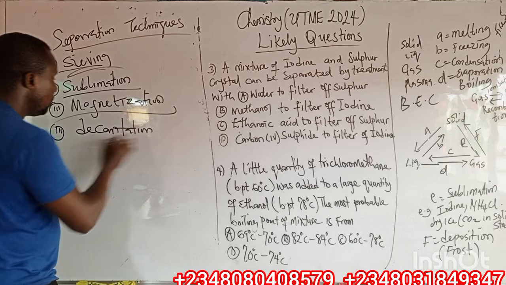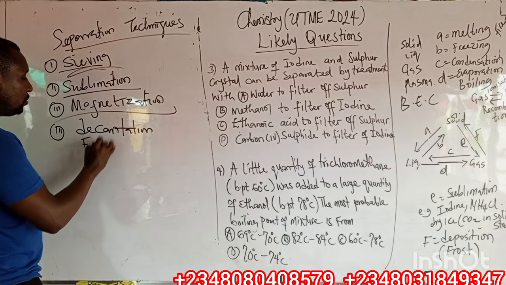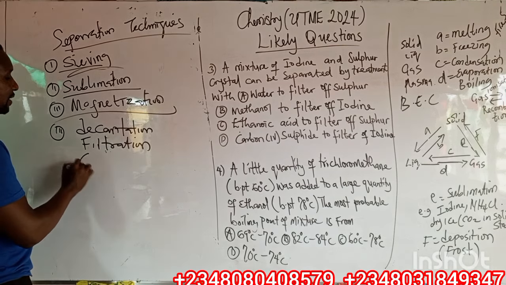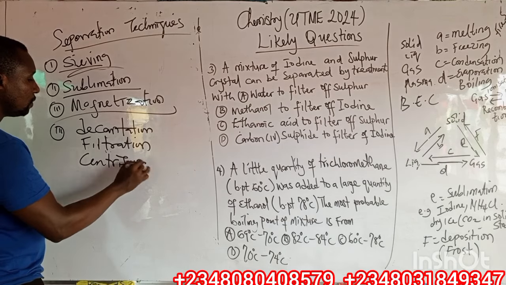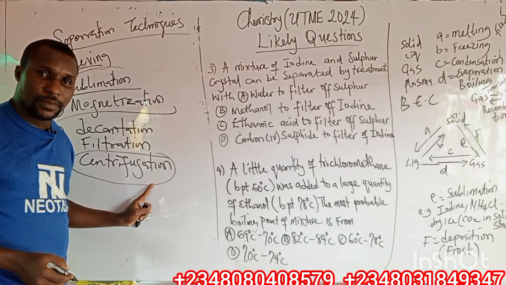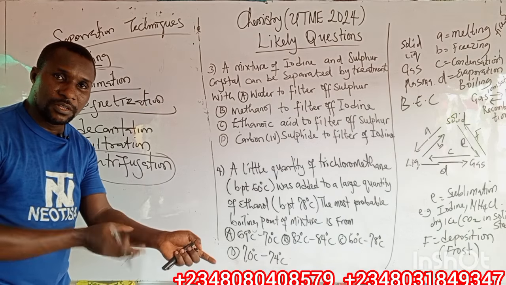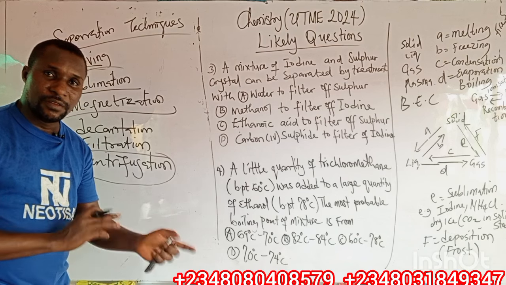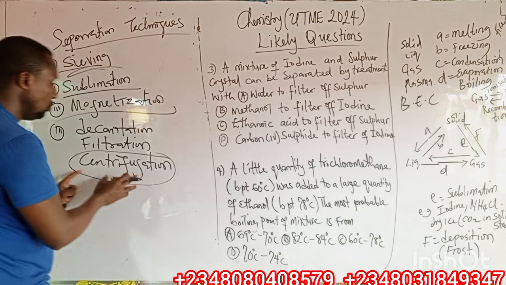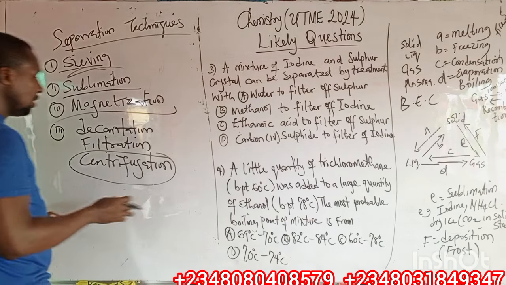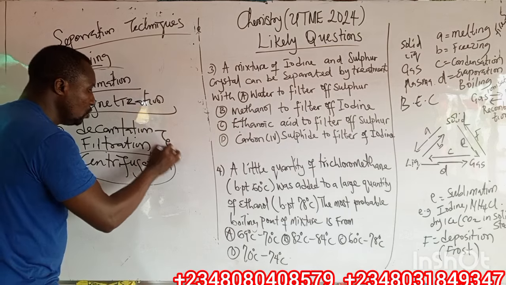Number four, we have decantation. We have filtration. We have centrifugation. Before I explain, this one can be used in the lab to separate plasma from your blood during testing of your blood sample. If you want to separate the plasma from other constituents of the blood, we use centrifugation in the lab, for separating blood constituents. Take note.